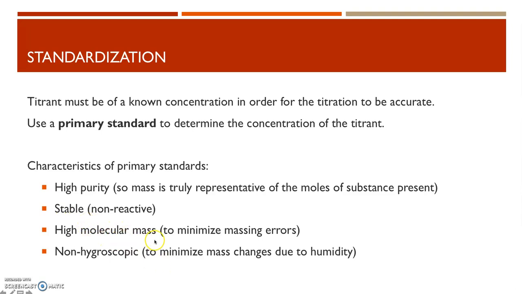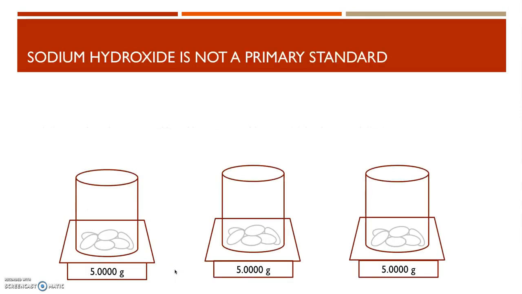It should have a high molecular mass, and that's going to minimize massing errors on the balance. And then it should be non-hygroscopic. Hygroscopic means that it takes up water or adsorbs water. So we don't want a substance that will adsorb water to the surface. Otherwise, the mass that you're weighing is not due only to the standard, but rather to standard plus some water that's present. So NaOH is actually a really bad primary standard. We don't use sodium hydroxide as a primary standard because of these issues.